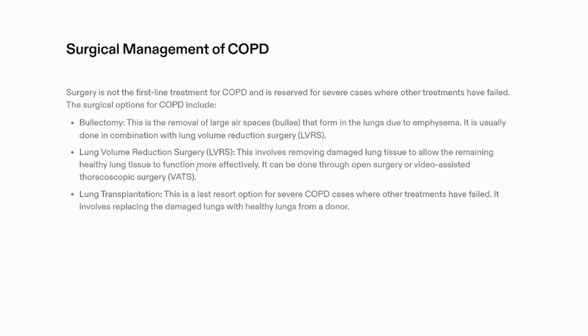Second, lung volume reduction surgery. It involves the removal of damaged lung tissue. The lung tissue which is working effectively is kept, and the damaged lung tissue is removed using open surgery or video assisted thoracoscopic surgery. Final one, lung transplantation. This is the last option for COPD. If further treatments fail with medical management or lung volume reduction surgery in a chronic condition, we need to go for lung transplantation, but it involves more risk.